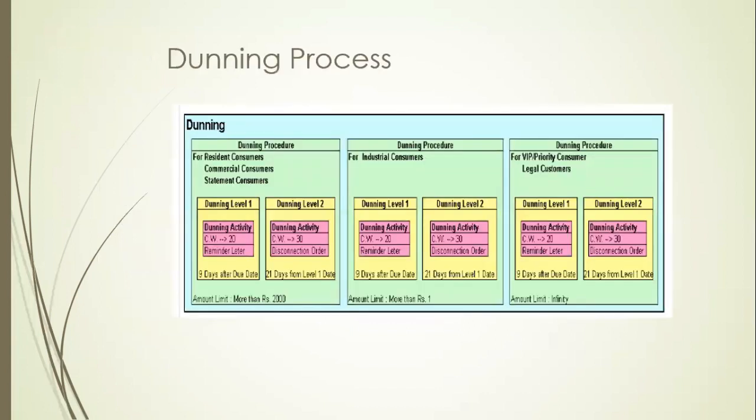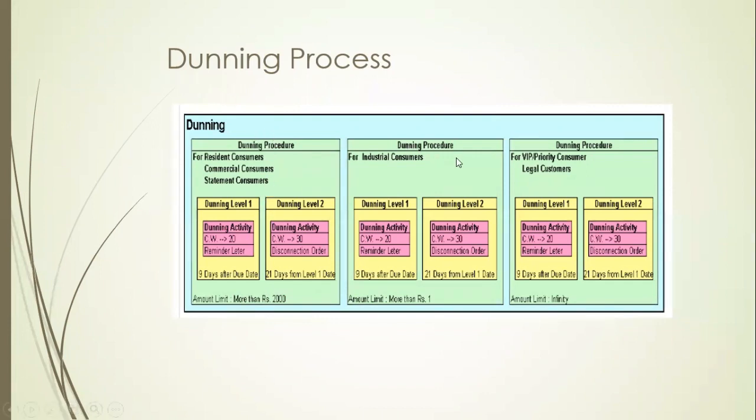So you can see now, when we apply the dunning, it will go to the dunning procedure and dunning label 1. And dunning label 1, if it is on 20th of dunning activity, it will proceed like 9 days after the due date. So due date is, let it be on 11. After that 9 days, it will activate. The second label, disconnection order, gets generated after 21 days, right? So this is for a residential customer.